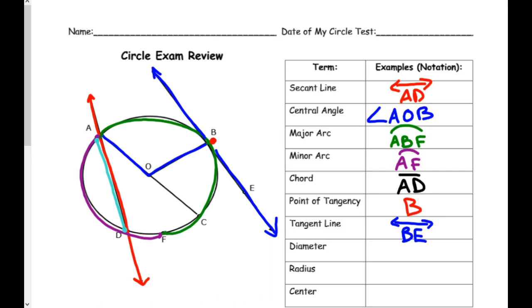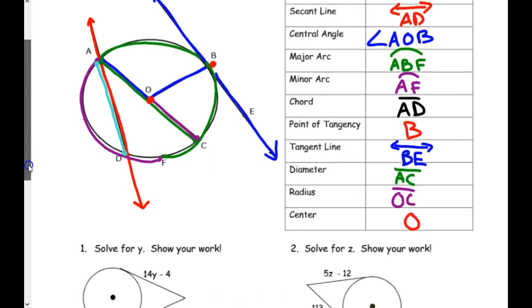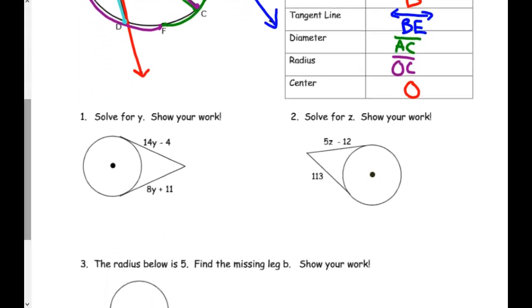A diameter would be from one side straight through the middle. AC, and it is a segment, like a chord. But a radius is only halfway. It's from O to C, that's one example, so again, it's segment OC. And then center, we have one central point, and that would be O, point O. All that stuff is on your first day notes for circles, all those vocab words.